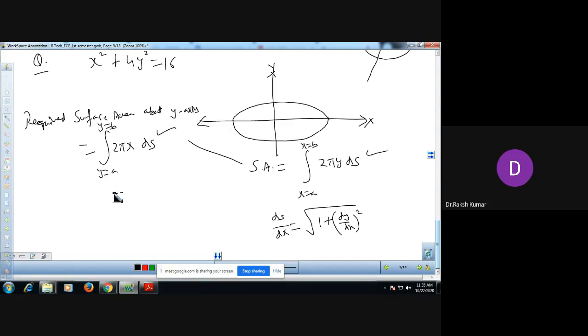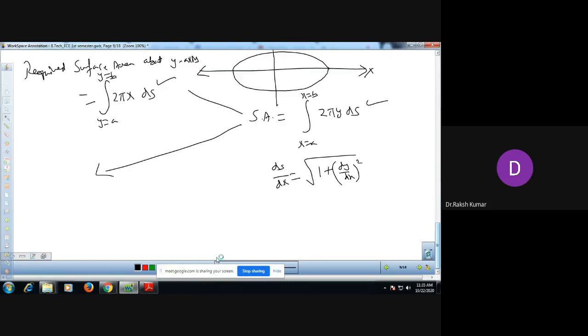Now, which is the formula we have? Because you have to revolve it about the major axis, meaning the x-axis, you have to use this formula, this one. So the surface area in this question will be calculated by using this formula.